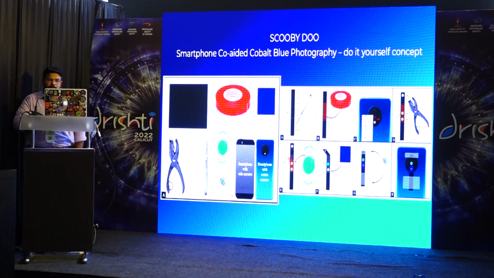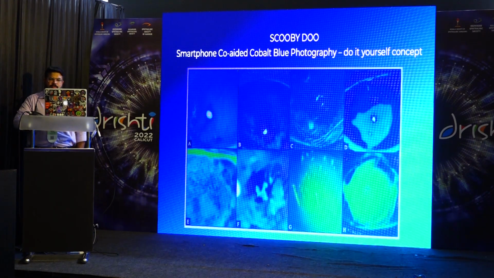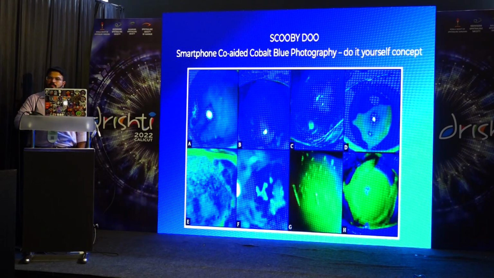And this is Scooby-Doo, smartphone co-aided cobalt blue light photography, a do-it-yourself concept, similar to ASPI, which Dr. Prithvi was showing earlier. Basically, we use a commercially available blue filter glass or a plastic piece, which can be modified and cut into circles and coupled with the same intraocular lens which was used in ASPI. It can be used with both a central camera smartphone and a peripheral camera smartphone. As you can see how it's being made, and these are some of the images captured with the do-it-yourself Scooby-Doo technique.